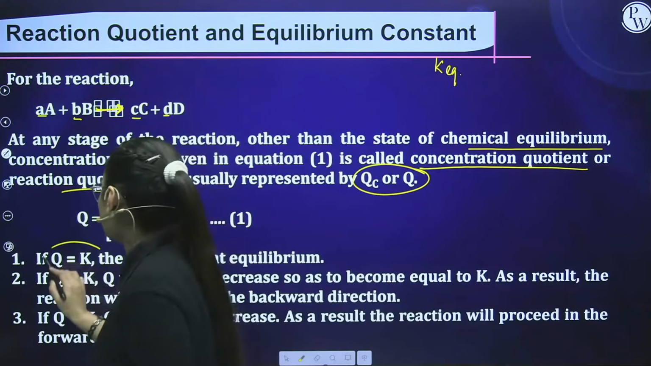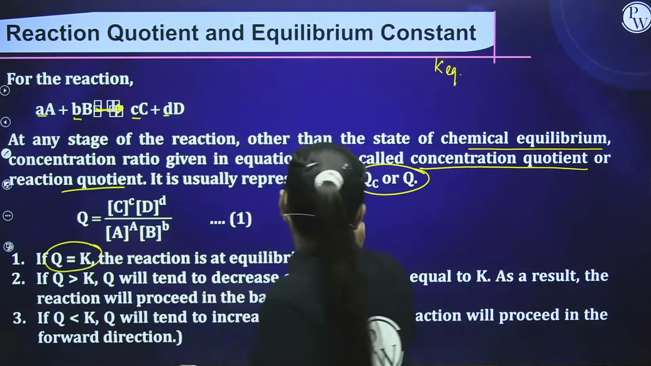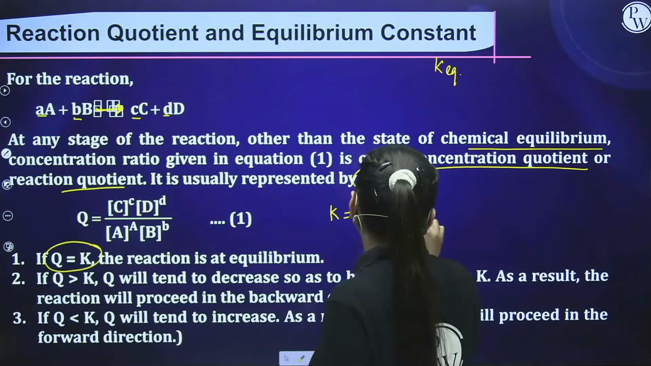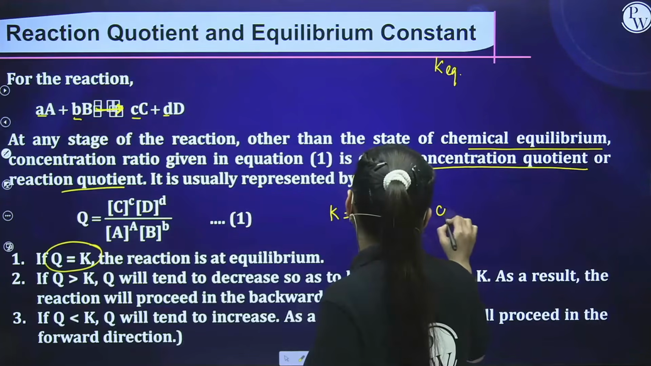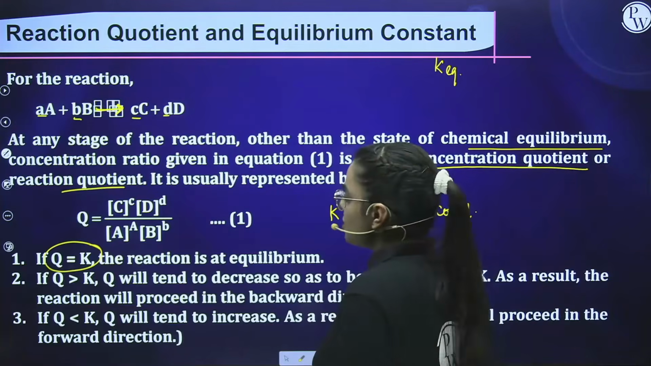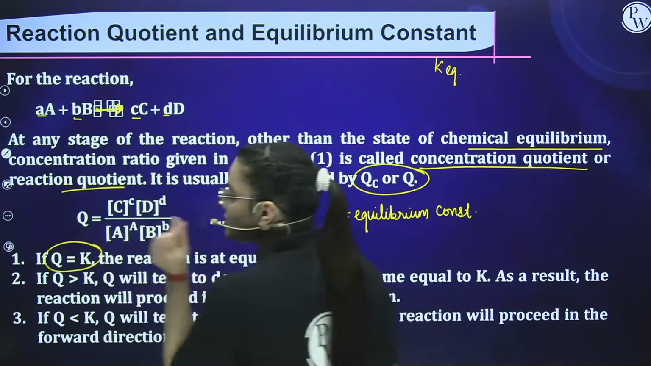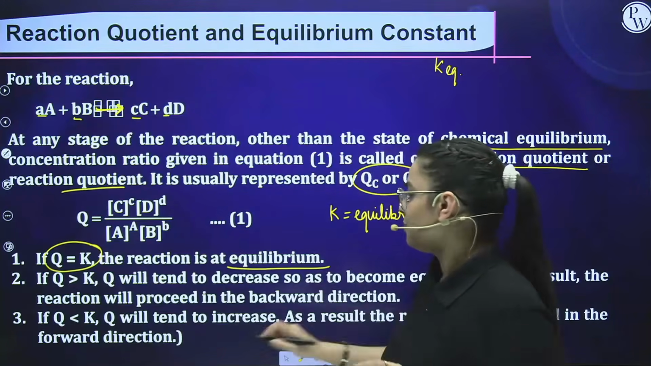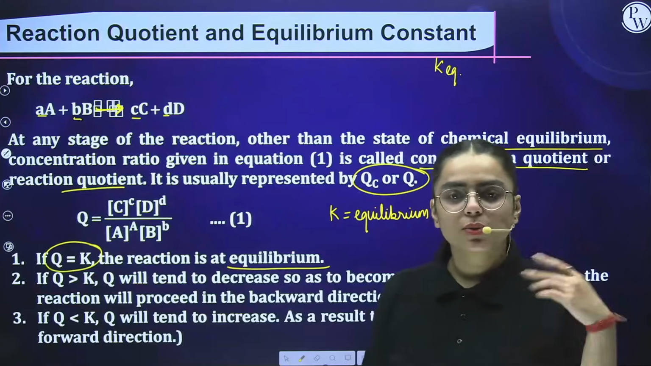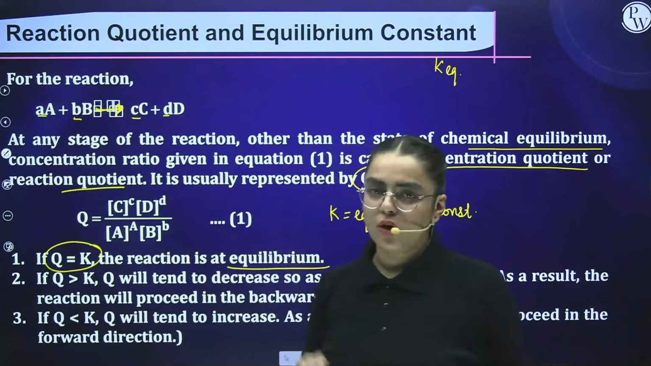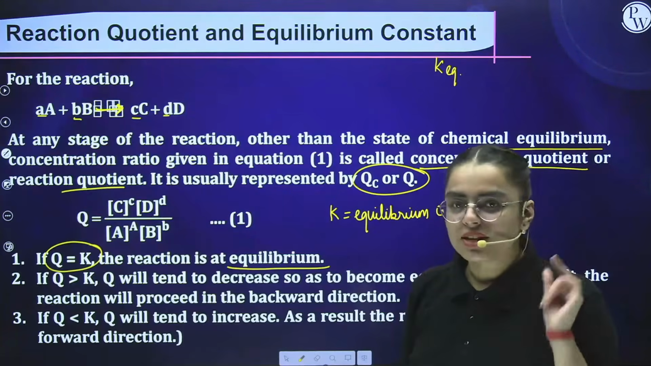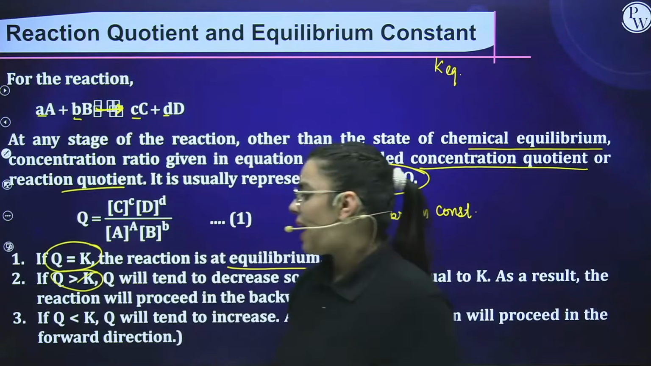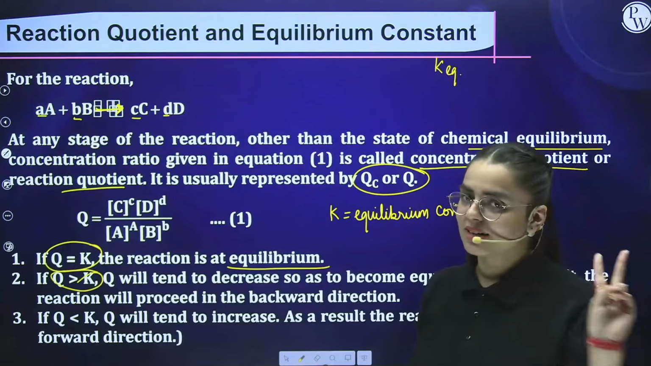If Q is equal to K, now K here refers to the equilibrium constant. So if the reaction quotient Q is equivalent to K, then what is going to happen? The reaction is at equilibrium because it is the same formula. When Q is equal to K, that means this is the same formula, the reaction is at equilibrium. But you have three situations. When Q is equal to K, that is the equilibrium state.